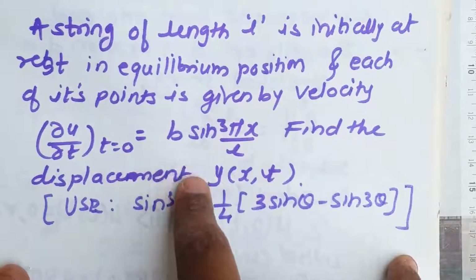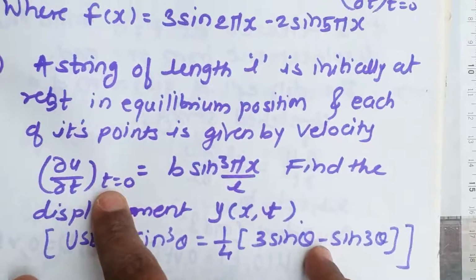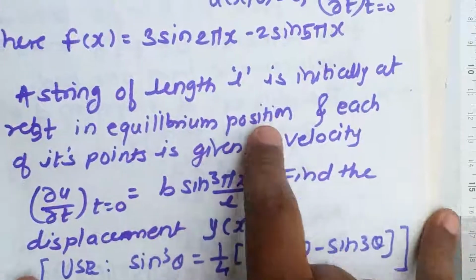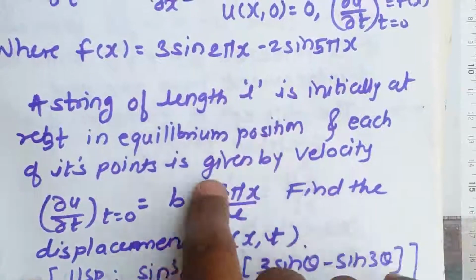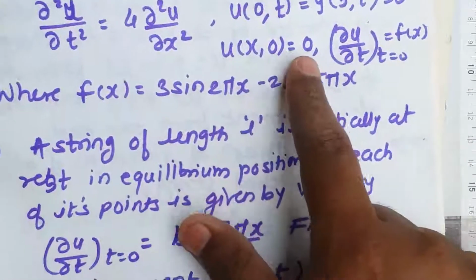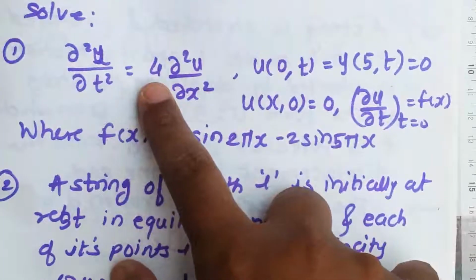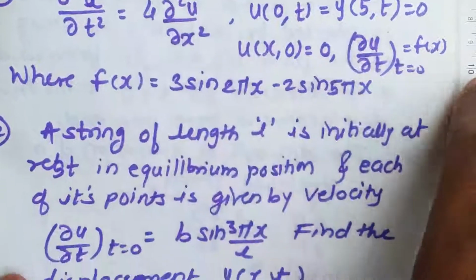Here also velocity is given, a similar type of problem. Here displacement can be taken as 0, like in the previous problem. And here the value of c square is 4, so c will be 2. That also you need to consider.